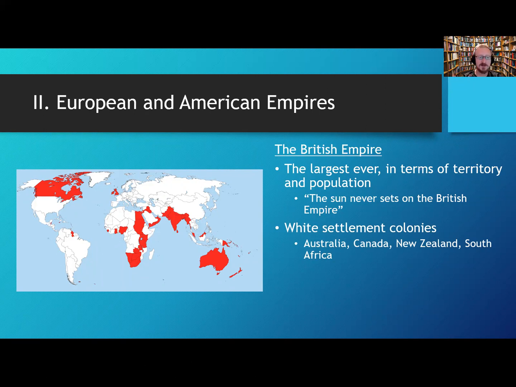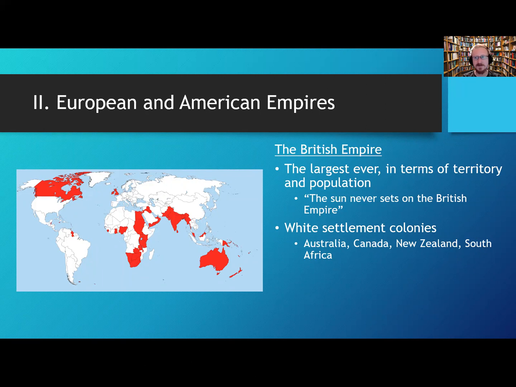The largest territories in terms of land mass are the white settlement colonies. This is where Britain sent people to go and settle. Canada is a big one. It's the second largest country in the world in terms of land mass. Australia is its own continent. The British go and settle there, displacing the indigenous people of Australia. New Zealand is an example.